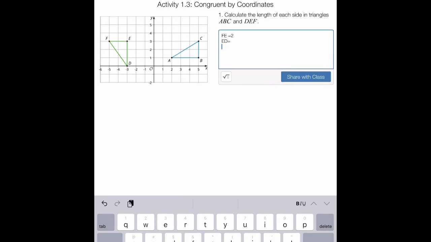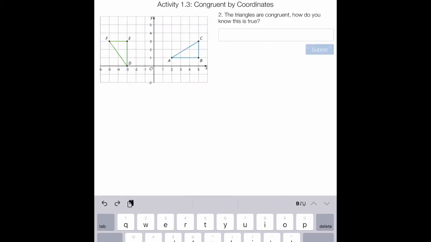FD. Now, here's the thing. FD, we can't just count the FD spaces like we were able to with F and E. What you need to do is use the Pythagorean theorem, just like we did in the warm-up, to solve for FD. Do the same thing for AB, AC, and BC. And once you're done, you'll share with the class, you'll submit your answer, and move on to the next one.